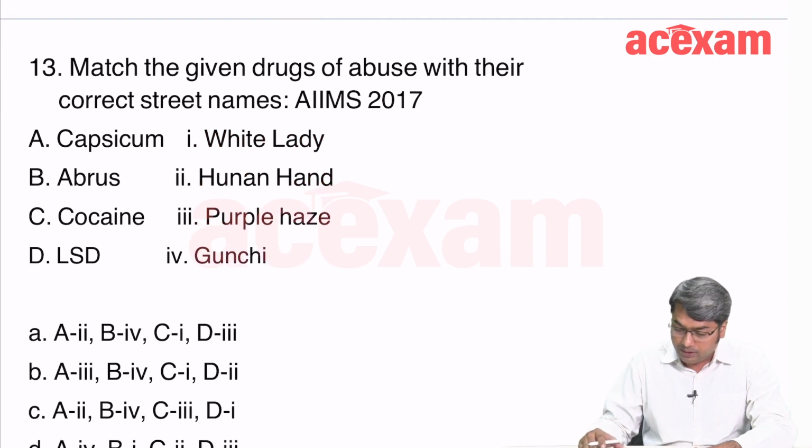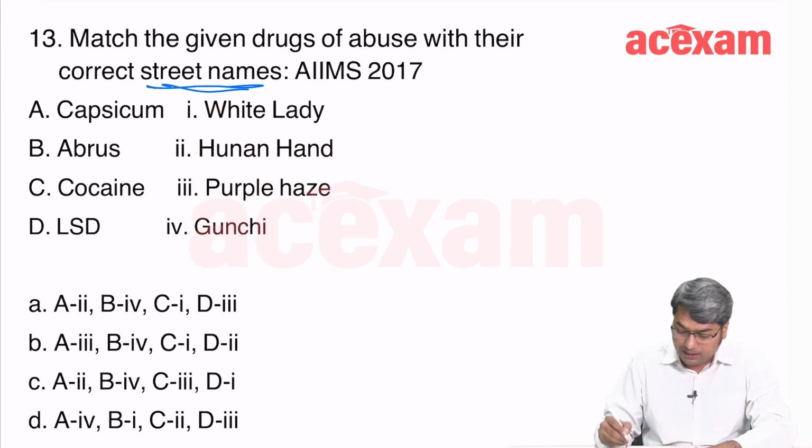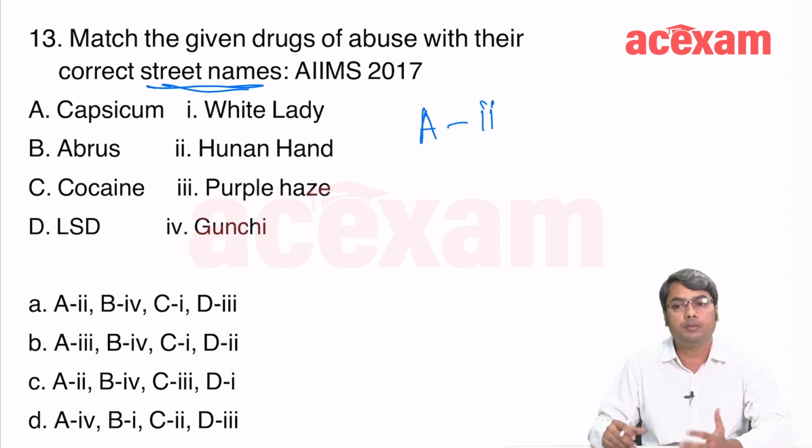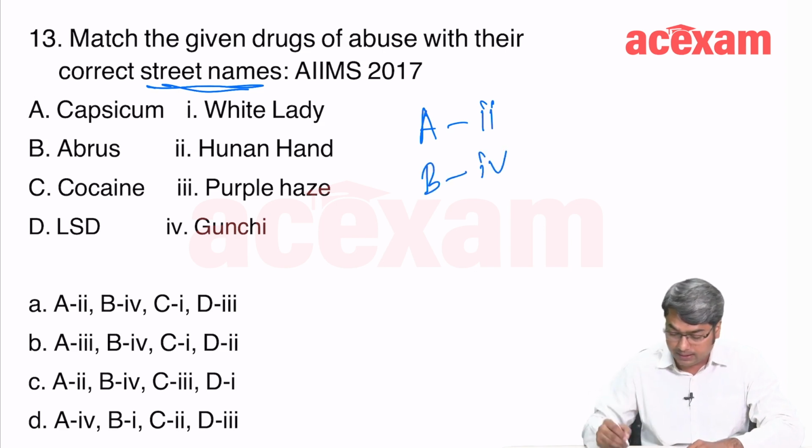Match the given drugs of abuse with their correct street names. So, street names of drugs we have to know. Capsicum is related with Hunan hand. The people who use capsicum, the workers, the laborers who pick the capsicum, the farmers, they get this particular thing, and that is known as Hunan hand. Next, abrus. Abrus is known as gunchi. We have already discussed that.